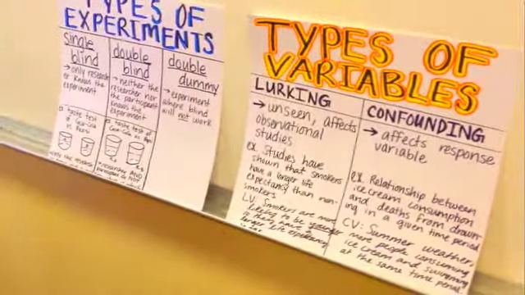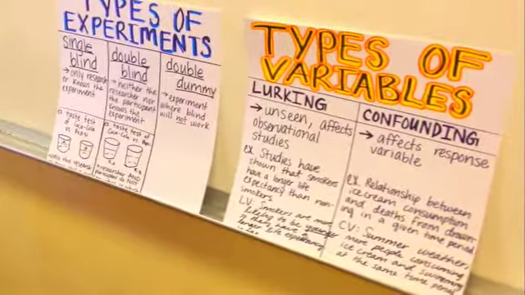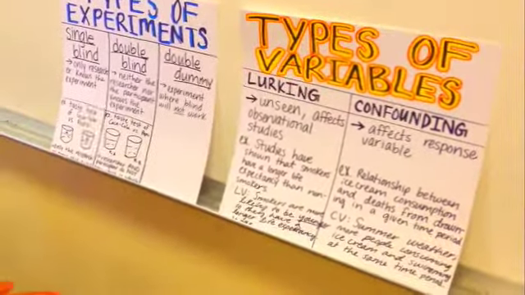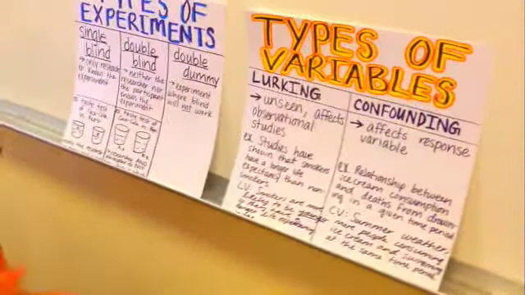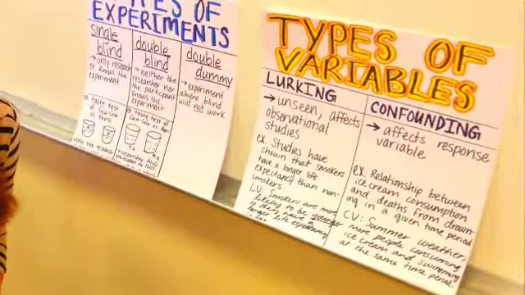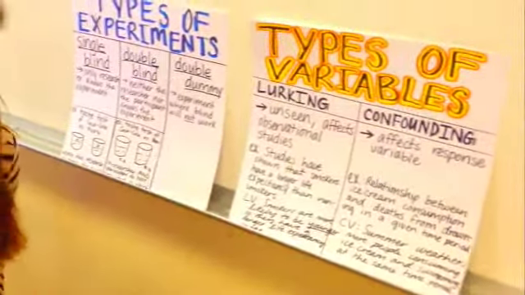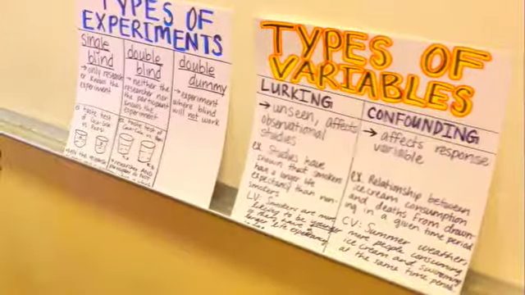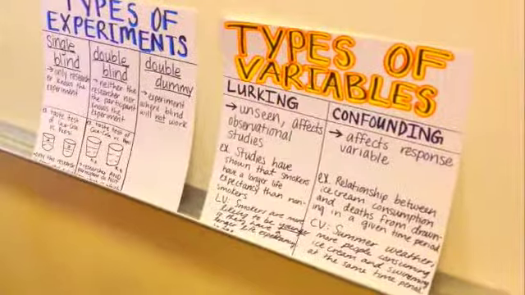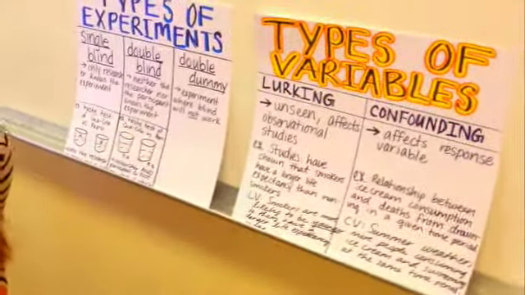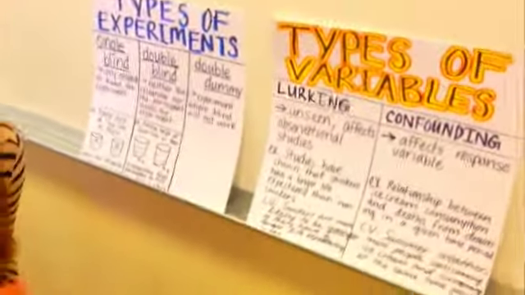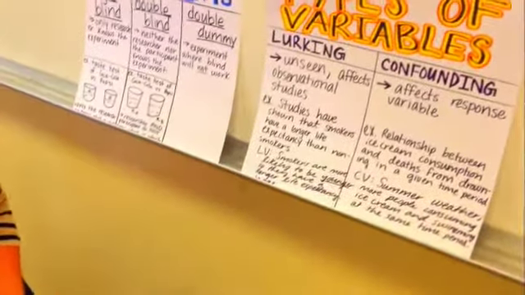Lurking variables are often unseen and they affect observational studies. An example of this would be that studies have shown that smokers have longer life expectancy than non-smokers. The lurking variable in this unlikely outcome is actually that smokers are more likely to be younger, so they have a longer life expectancy. Age is the lurking variable in this example.